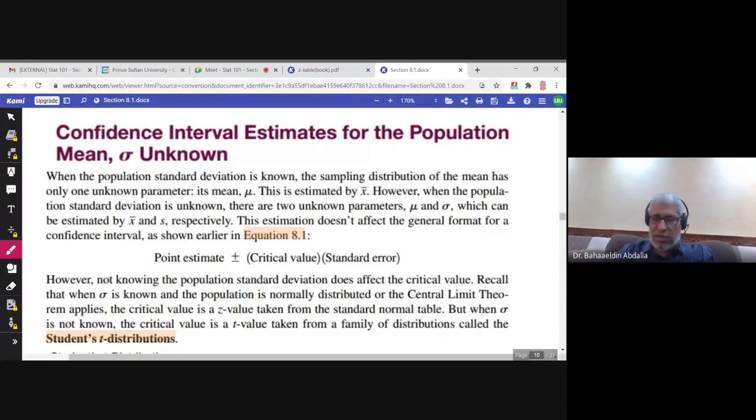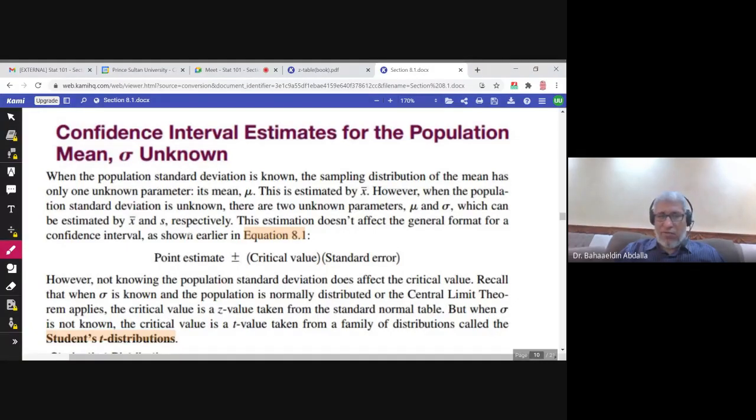This is the second lecture in section 8.1, which is about estimating the population mean. We have seen that the point estimate of mu is x bar, and if sigma is known, the confidence interval is given by x bar, which is the point estimate, plus or minus z, which is the critical value, times sigma over square root of n, which is the standard error in that case.